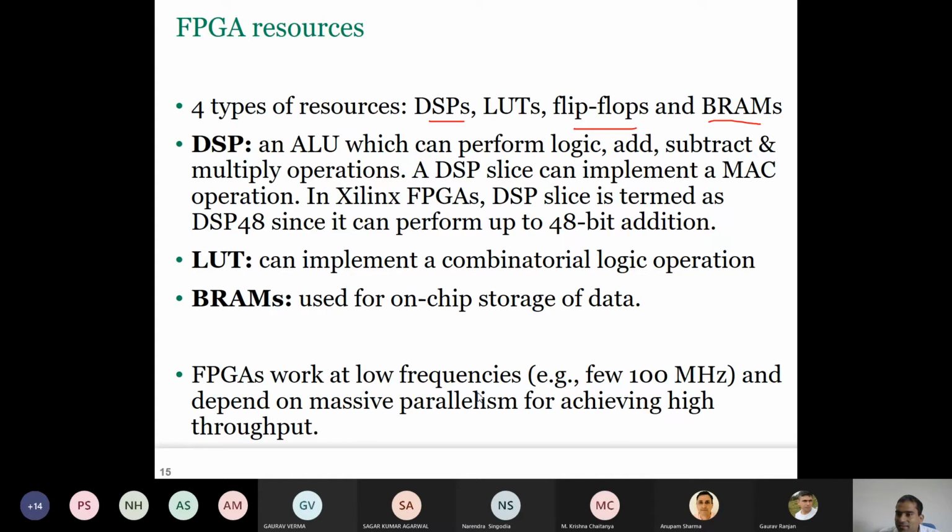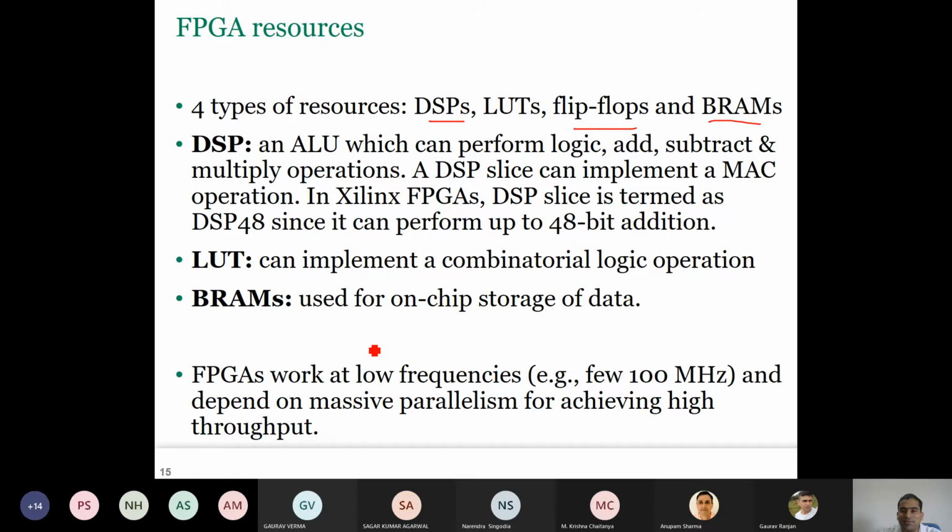Anyone else, please? Sir, vector operations, matrix multiplication and all. Yeah, but yeah, there are some. See, the whole point is MAC operations are very useful for this. Yeah, matrix, vector operations and matrix operations, which are used for neural networks. So our goal is how we can use FPGA for neural networks.